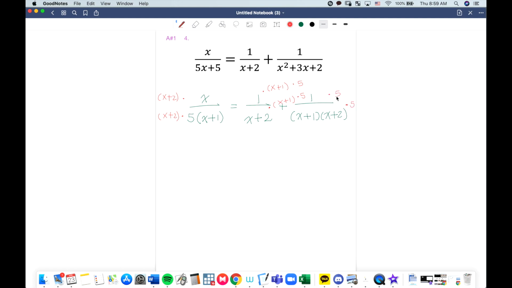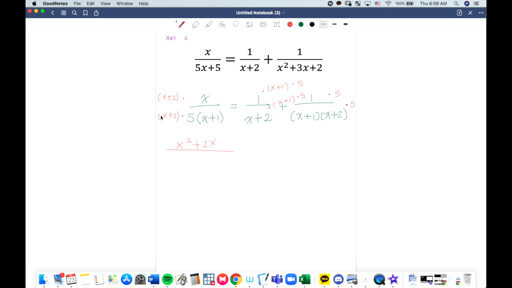I hope this is making sense. You just want the denominators to have the same things, for it to be common. Now that we have all of these little notes and multiplications, we have to go ahead and multiply them out. So x plus 2 times x, it's x squared plus 2x.